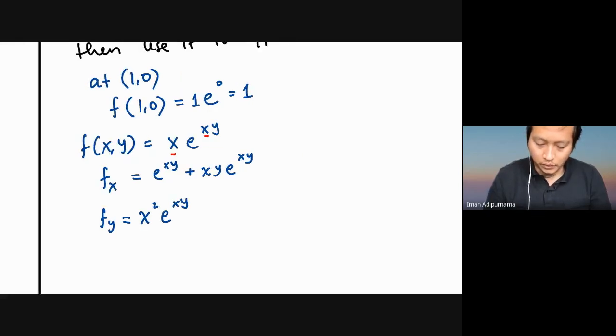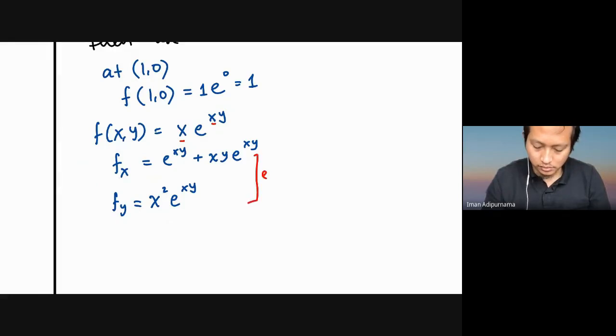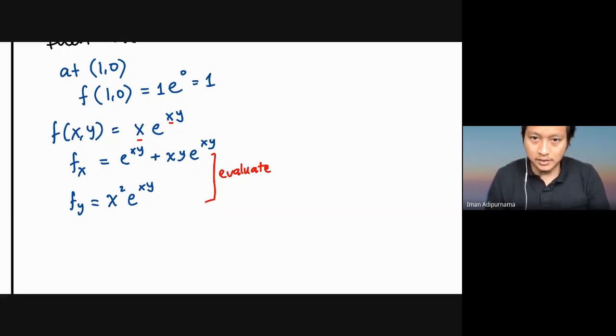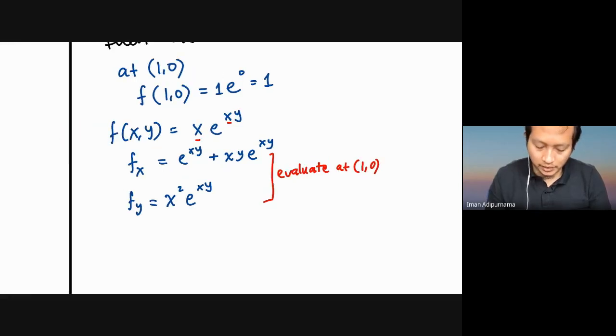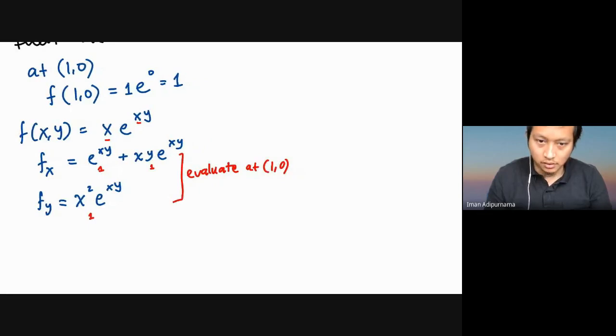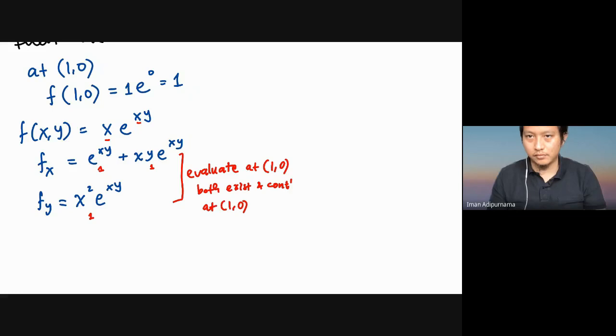And then we need to evaluate. So before we go to linearization, we need to prove first that it exists and is continuous. So evaluate at 1, 0. If you look at this, it will be 1 and 1, right? So it will be 1 also. So all is clear, both exist and continue at 1, 0.